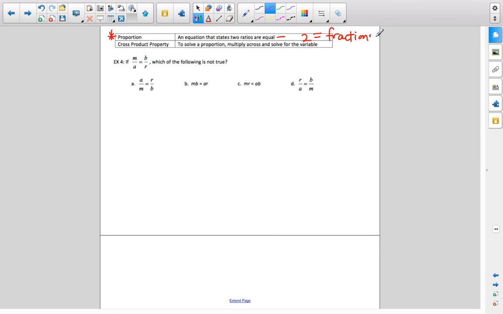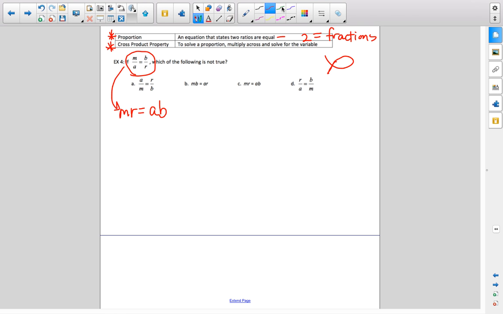Whenever that happens, we use the cross product property. To solve a proportion, you multiply across and solve for the variable. I think maybe you remember doing this in middle school or grade school. I've heard people talk about this fish symbol. Top here times bottom here, top of this fraction times the bottom over here. So here's our ratio that we're looking at. M over A equals B over R. So using the cross product property, M times R equals A times B.